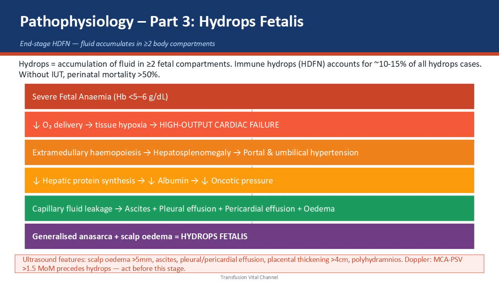The important point is, if we do the MCA-PSV Dopplers before hydrops develops, and the MCA-PSV of more than 1.5 multiples of the median is detected and acted upon promptly with intrauterine transfusion, hydrops can be prevented entirely. Hydrops should not be the first sign of severe HDFN if monitoring was adequate.